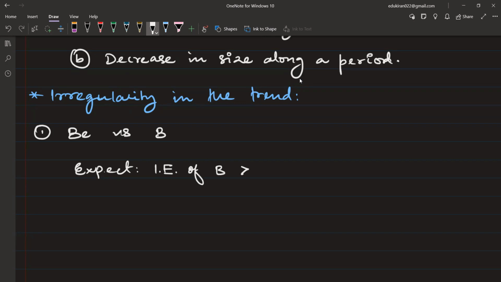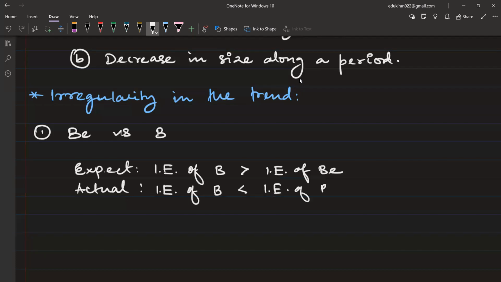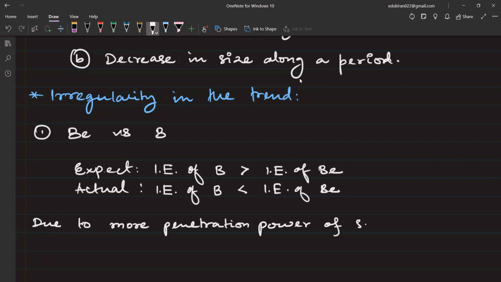No. Okay. Ionization enthalpy of boron was expected to be higher than ionization enthalpy of beryllium. But actual is, what do we have? Ionization enthalpy of boron is less than ionization enthalpy of beryllium. Why is that? It is due to more penetration power of s subshell.